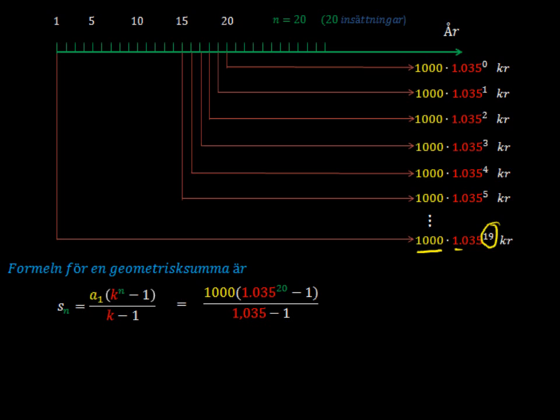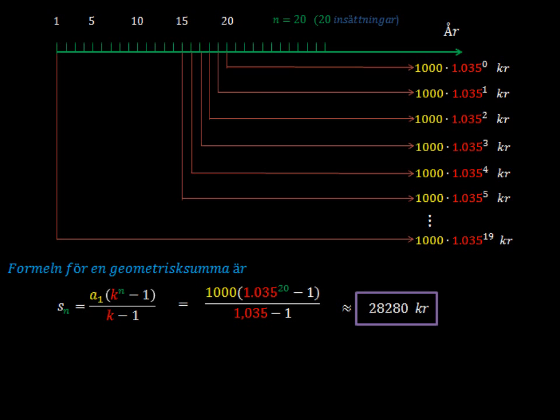So now that we know what K and N and A1 are, we just put it into the formula and out comes the answer. And I rounded it off to the nearest crown. 28,280 crowns is what he'll have when you put that last 1,000 crowns that he gets on his 20th birthday into the bank. So, not bad, is it?